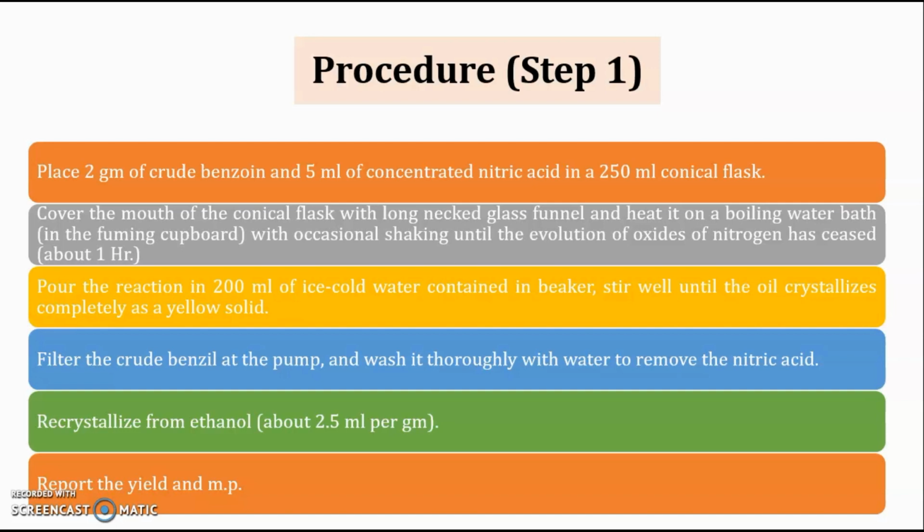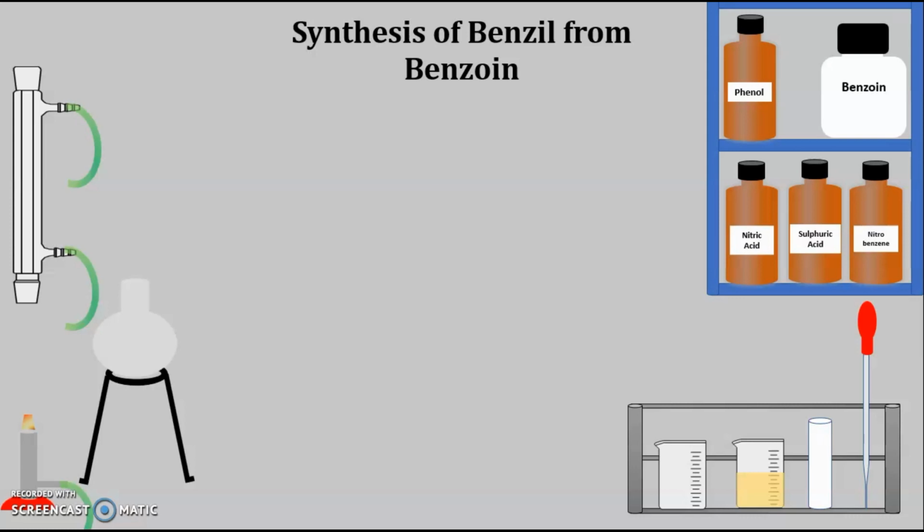Now I will show you how to perform this practical as if you were present in your lab. I will be showing it to you in virtual mode. Just look at the virtual lab and you can see how to perform this practical. For this practical we require certain chemicals like benzoin and nitric acid for step 1. As you know the quantities required, we are going to take 2 grams of benzoin and 5 ml of nitric acid in your RBF. That is the first step.